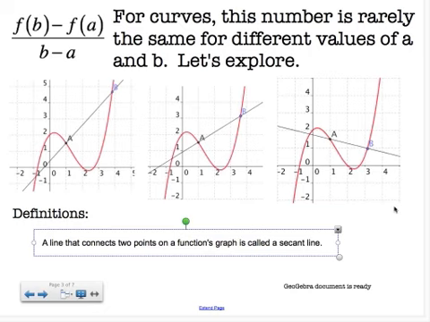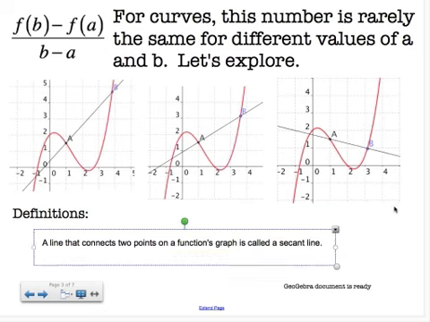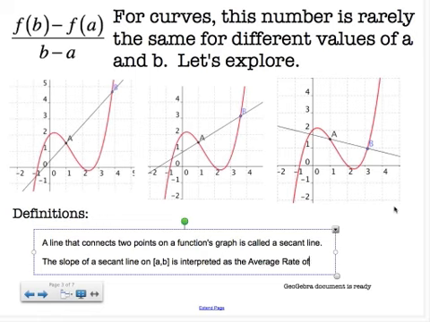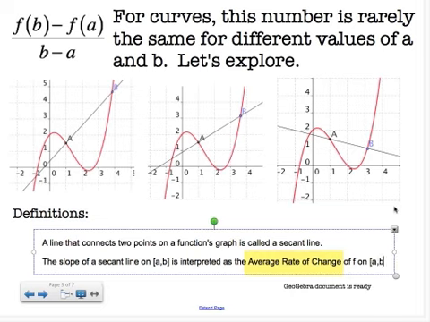Okay, and there's some connection because when you drew a circle and drew a line through the circle in 2 spots, you called it a secant to a circle. And this is kind of the same idea here, where this line goes through the curve in at least 2 spots. Okay, and then there's an interpretation that goes along with this. The slope of a secant line on the interval AB is interpreted as the average rate of change of your function f on the interval AB.